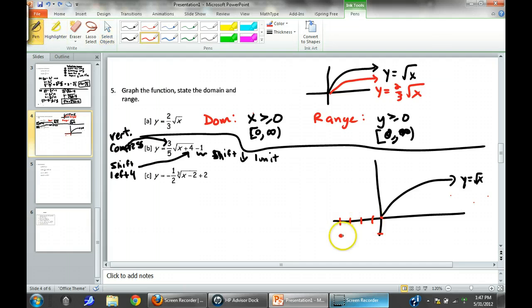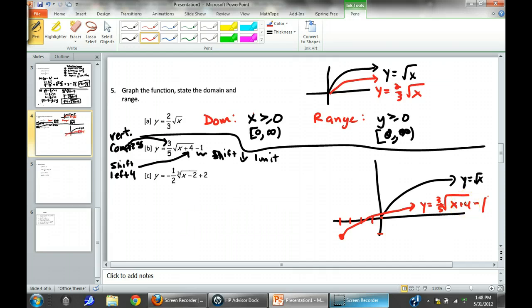Alright, so we bend. Just a more severe bend, or less severe bend than before. And that's the new function: 3/5 the square root of x plus 4, minus the 1. Okay, great.